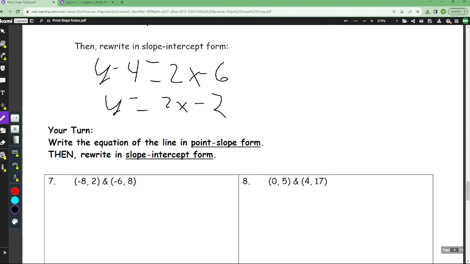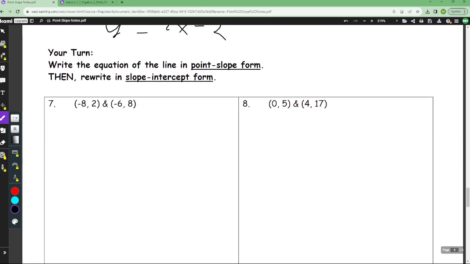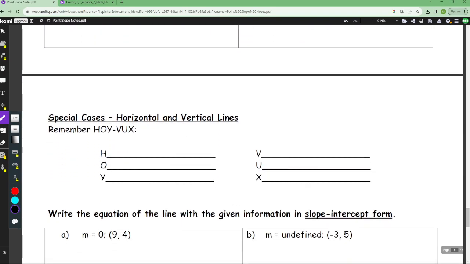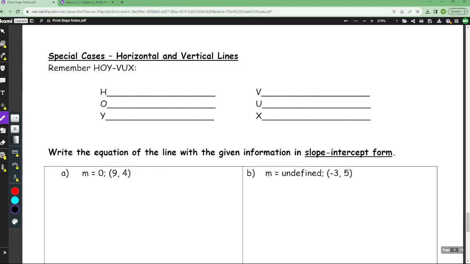I'm going to go ahead and skip past that. And then horizontal and vertical lines, we will get into another day. That was lesson 1.2, standard and point-slope form.